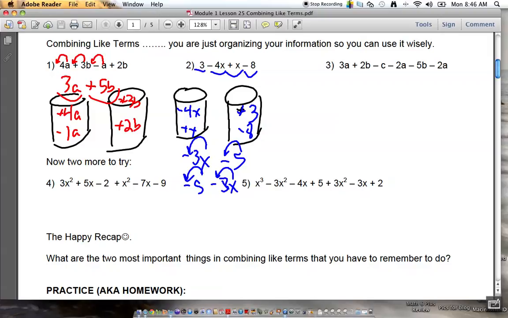All right, you guys try number 3, and perhaps we can start moving away from the buckets. You can draw buckets all year long if you want.